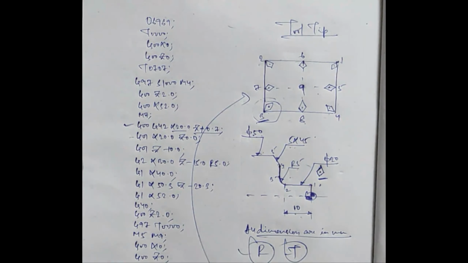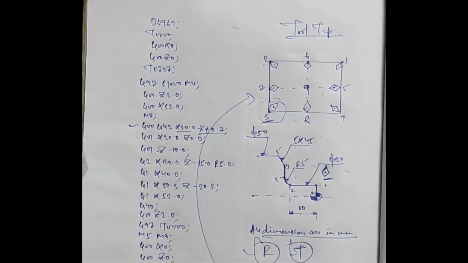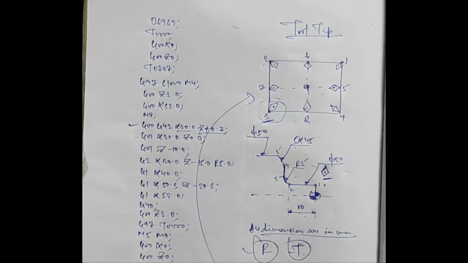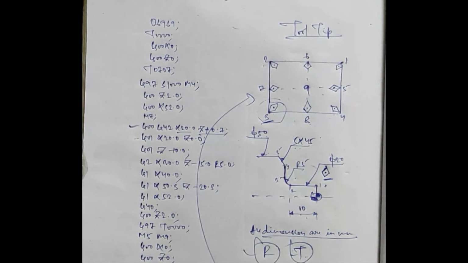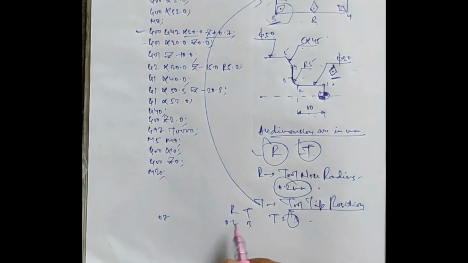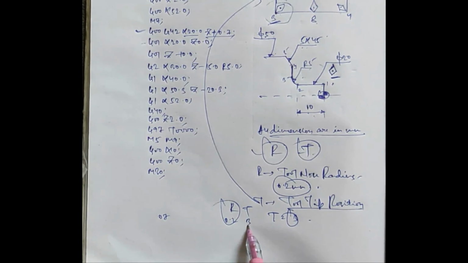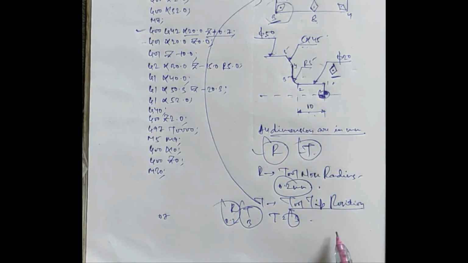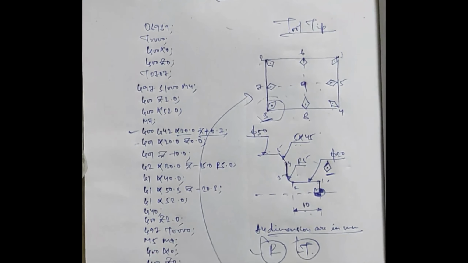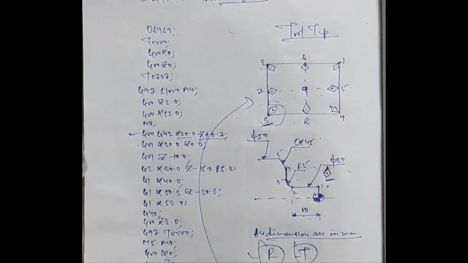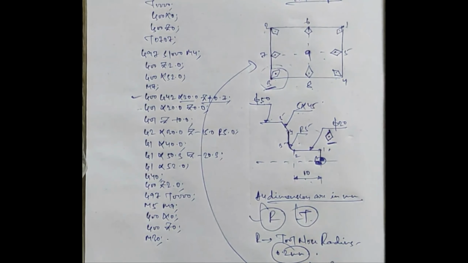Okay, so the tool tip position will be T3. You have to put that value in that table. R will be 0.2, T will be 3. You have to remember this. R value will be 0.2 and T value is 3. So this is all about tool nose radius compensation. Okay, the program starts from here and ends over here at M30.